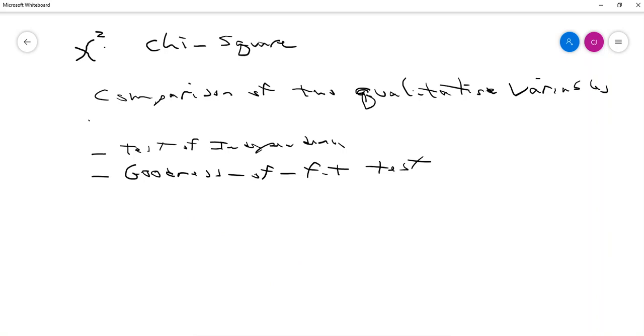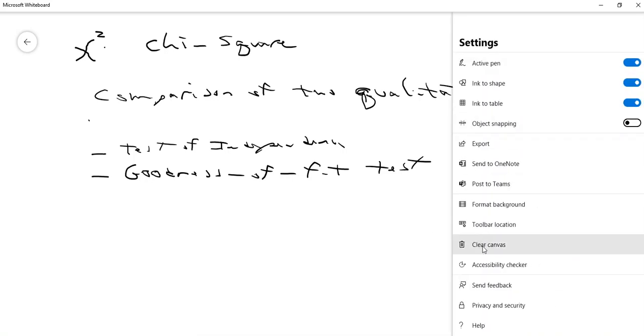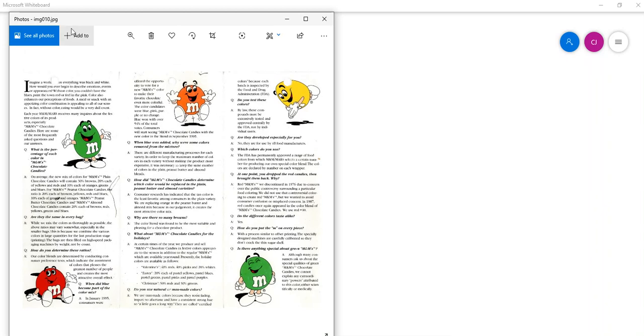So let's go ahead and I'll talk through it as I get this stuff going. I'm just going to clear this canvas, and I want to bring up an image. I had this pamphlet from Mars Company, makers of M&Ms, and there's lots of data on here about how they color those different types of M&Ms, like the plain M&Ms and the peanut M&Ms and so on.